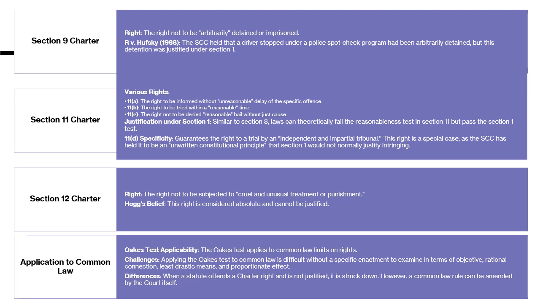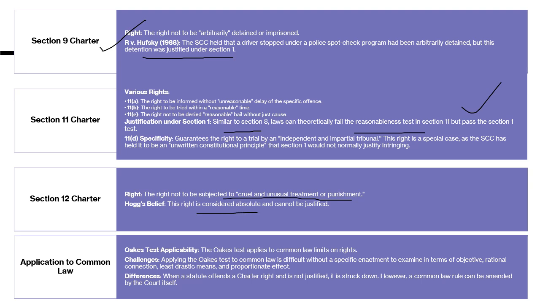Then section 9, the right not to be arbitrarily detained or imprisoned, is definitely justified if it is passed by section 1, as held in R versus Hupsky. Then it applies to section 11 as well, the right to be informed without unreasonable delay, then the right to be tried within reasonable time. So similar to section 8, it theoretically fails the section 11 test, but something can be passed by the section 1 test.